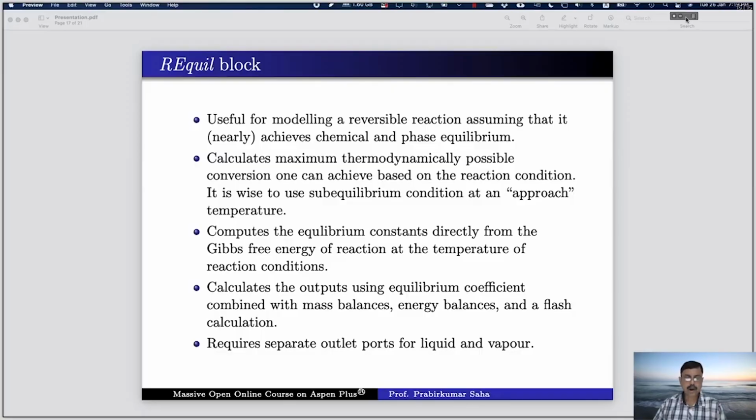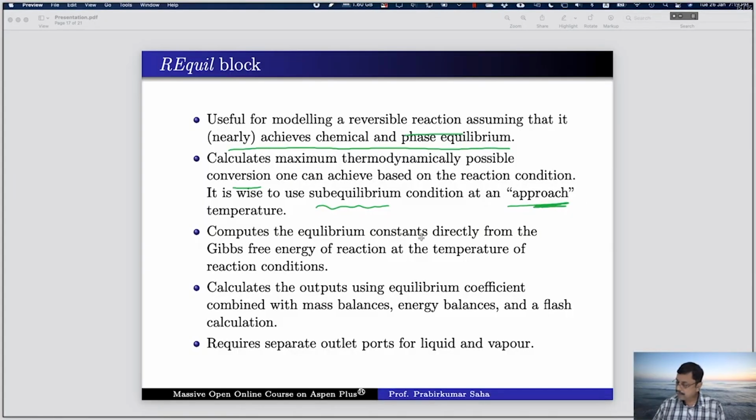The REquil block is useful for modeling a reversible reaction, assuming that it nearly achieves chemical and phase equilibrium. It calculates the maximum thermodynamically possible conversion one can achieve based on the reaction condition. So it is wise to use a sub-equilibrium condition at an approach temperature. We'll learn about the approach temperature later.